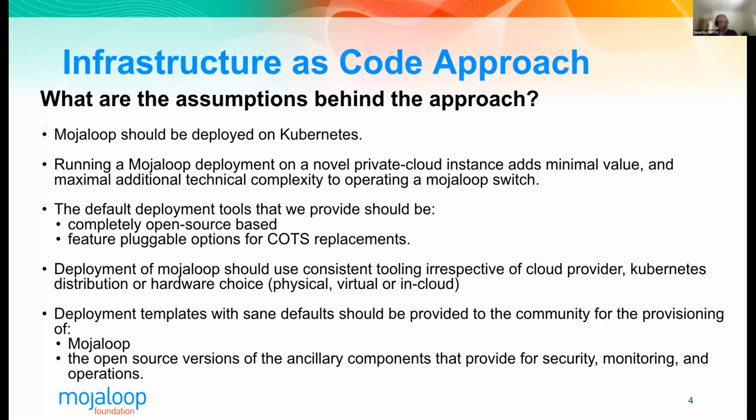All right. So as I mentioned earlier, what are the assumptions behind this approach? Well, first of all, Mojaloop should be deployed on Kubernetes. That's a primary assumption. We're not trying to make use of, say, Docker Compose or Swarm, or any other workload orchestration technology. We are just focused on Kubernetes. I think that's a pretty sane assumption given our work to date, but I just want to lay that out to begin with.